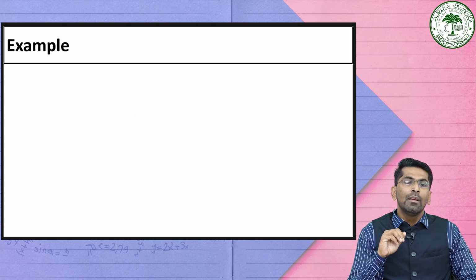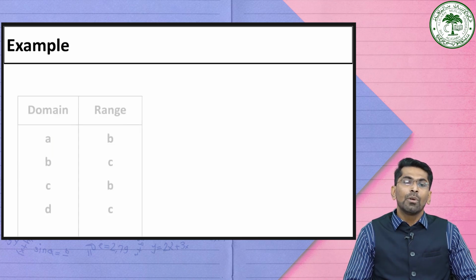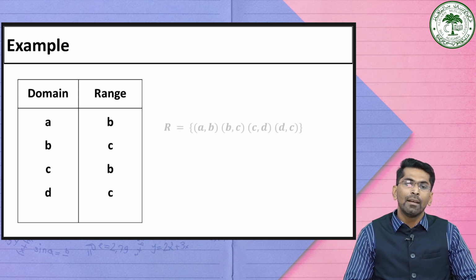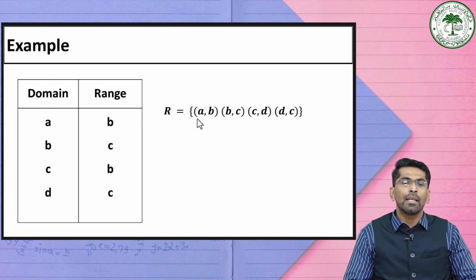Now, consider another example in terms of a table. See, domain and range are given here. A, B, C, D is the domain. B, C, B, C is the range. Taking the pairs from this diagram, we get the relation with pairs (A, B), (B, C), (C, B) and (D, C). See here, none of the domain elements are repeated. So this relation is a function.